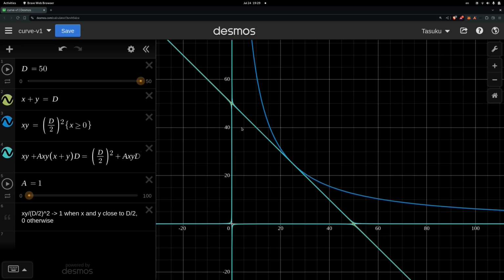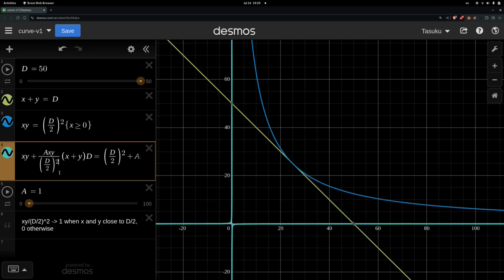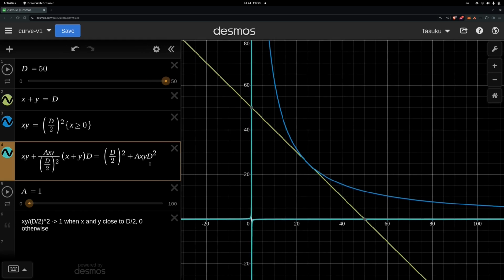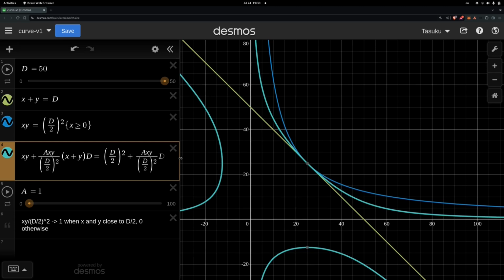So right now, our curve is really sensitive to the parameter a. To make this less sensitive to the a parameter, what we have to do is divide this x times y by a d over 2 squared. And the same goes on this side of the equation. Divide this x times y by d over 2 squared. And what do we get?